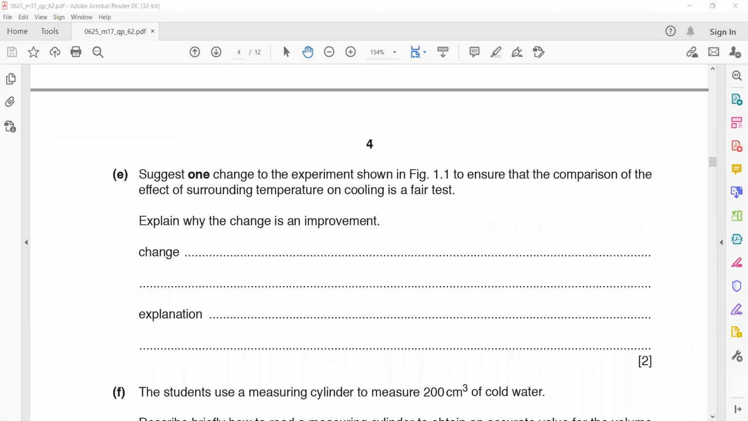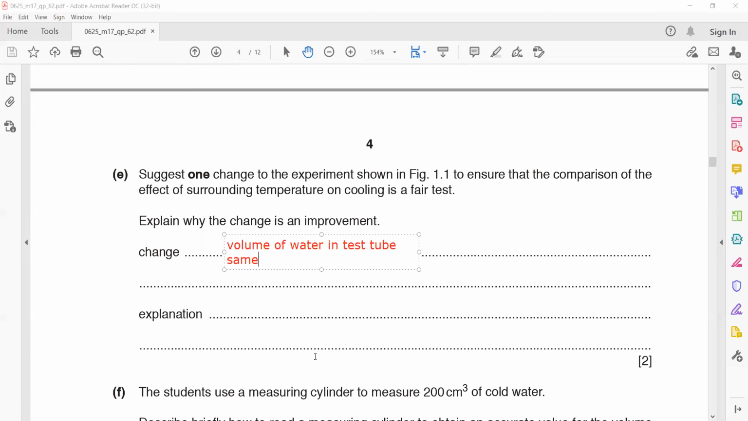So what we can do for a fair comparison, we should take the same volume of water in the tube, because different volumes have different rates of cooling. If you have a greater amount of water, it will take longer to cool down as compared to a small amount of water. There are many possible answers for this. You can mention the volume of the water in the test tube should be the same.